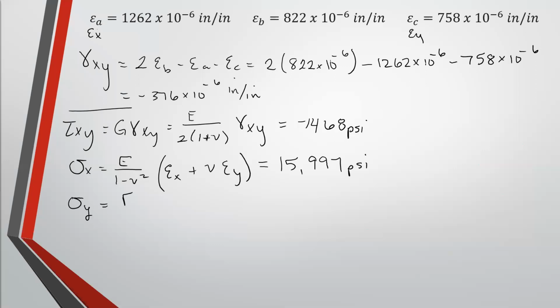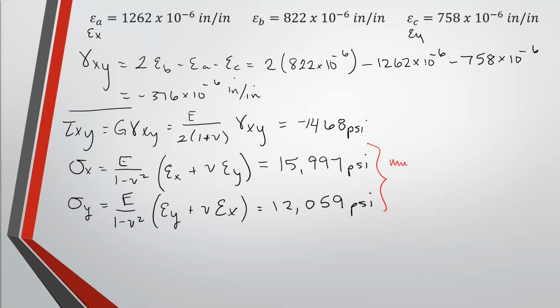For the y normal stress, we have a very similar equation, except now it's the strain in the y plus Poisson times strain in the x. So we're going to get 12,059. So now the fact that we have two non-zero normal stresses, we know that this gives us a multi-axial stress state. Right? So this is not uniaxial.